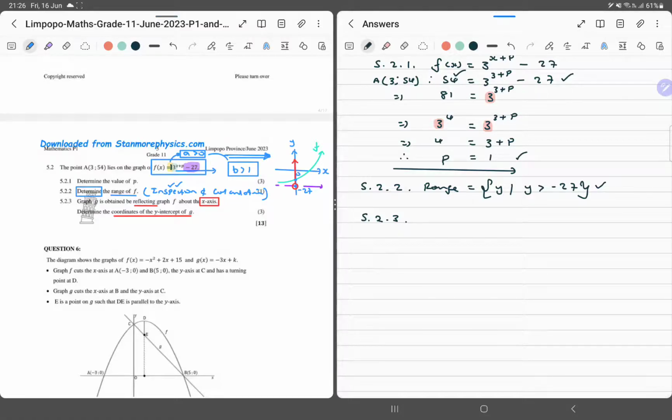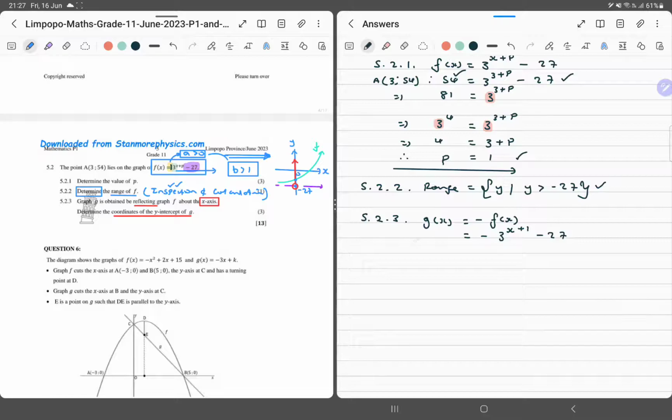So let's deal with this graph of g. We know that g of x is basically minus f of x, right? Because that is a reflection about the x-axis. Now let's sort it out. So this is going to be minus 3 to the exponent x, we found p to be 1, minus 27. Okay, that is it. And remember, this is just minus 1 multiplied by that. That base is not negative. So that negative is not for the base, but it's for the coefficient of that base, or of that power as a whole. Remember that.